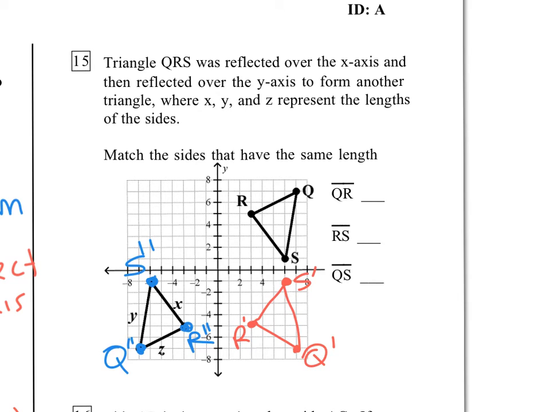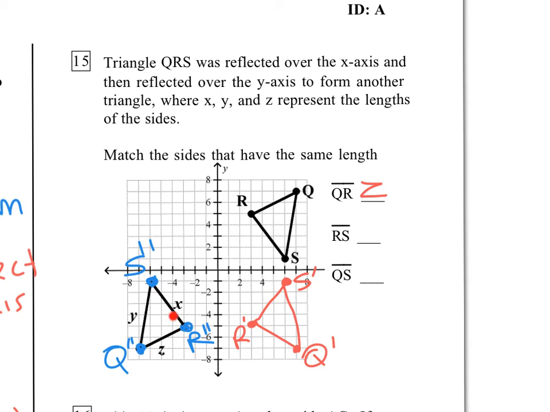So it's asking you right here, what's the length of QR? Once it's been changed, where's my new QR over here as it's been flipped around? So what is that length actually going to be called? Z. So it's important to label these reflections that you're doing. What's the new RS? It says RS is right here.